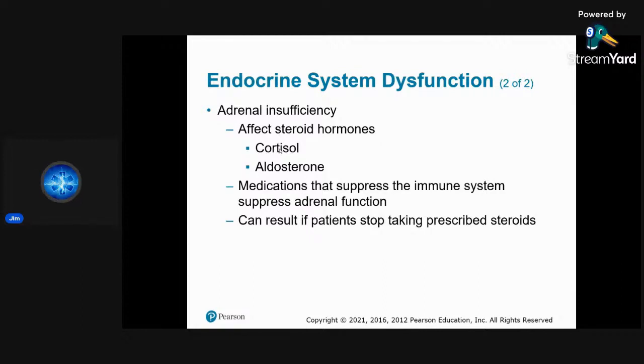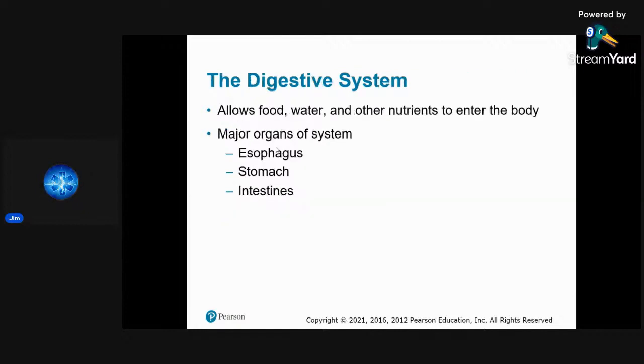One of the big ones that comes to mind is transplant patients. They're going to suppress the immune system. Or if they have an autoimmune disease, they may suppress their immune system. It can result in patients stopping their prescribed steroids. If a patient suddenly stops taking their prescribed steroids, this can affect adrenal function. So it's always a good idea to talk to your doctor before you suddenly stop taking any medication.